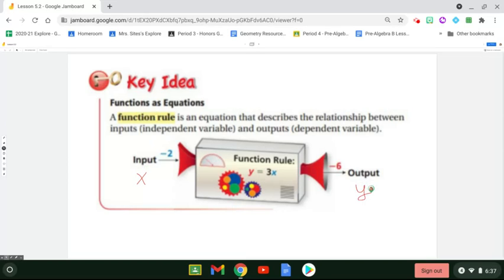So you can kind of think of this as our function machine, right? You're going to put in whatever you want in for x, but it has to follow a rule. For example, in this one, if we put in -2 and we have to follow this rule that we're multiplying by 3, so 3 times -2, you have to get that output value of -6 to follow this rule of the function.